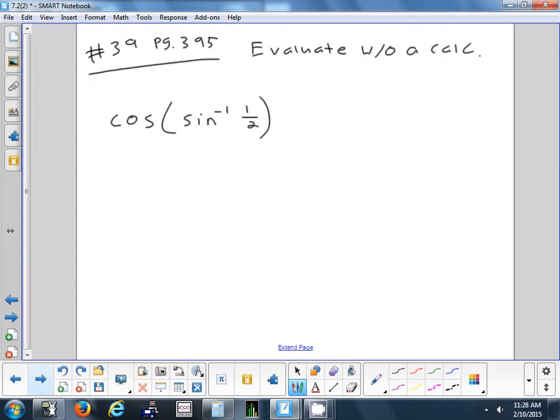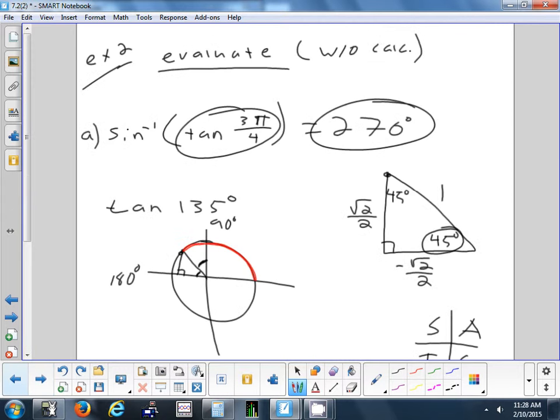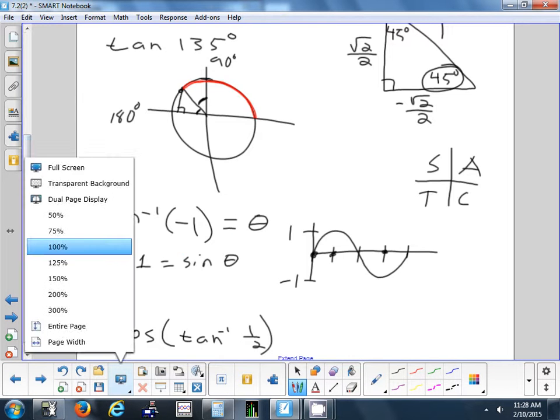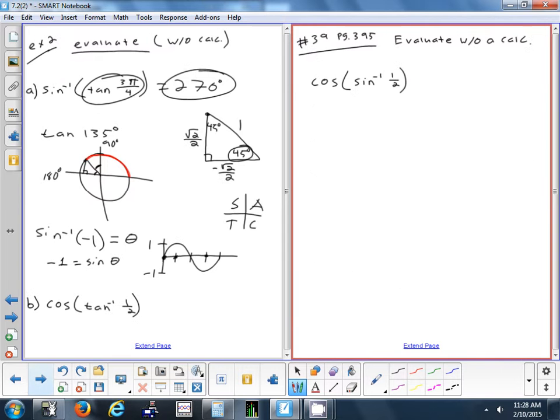All right, let's try. Anybody have a preference? We can either do cosine of inverse tangent of a half or cosine of inverse sine of a half. Anybody care which one we do? Well, the last one we did sine and tangent, so let's do the cosine and sine one. Let's do cosine of inverse sine of a half.